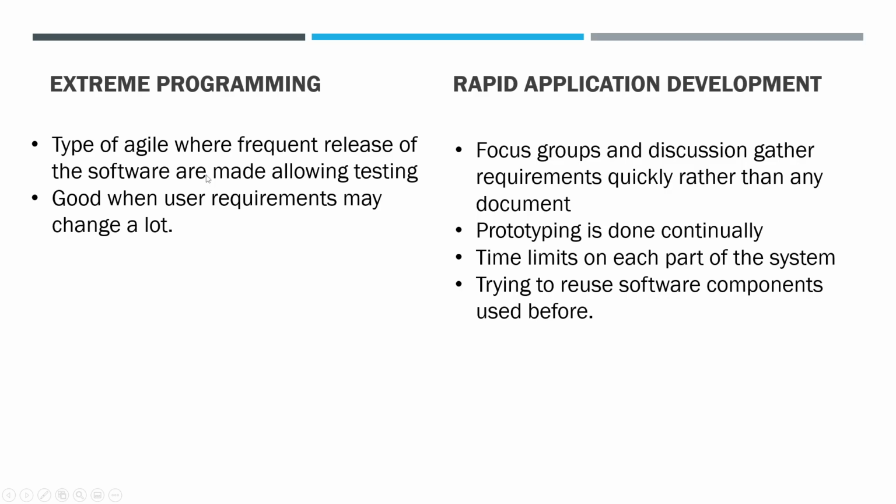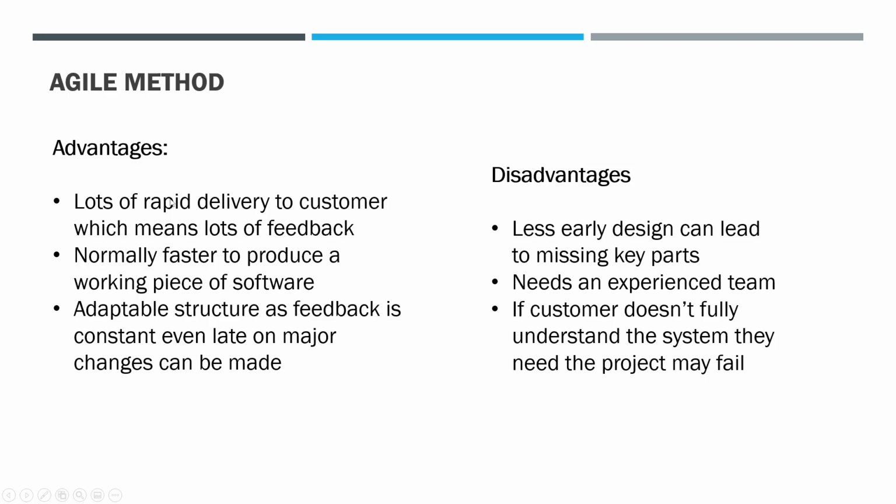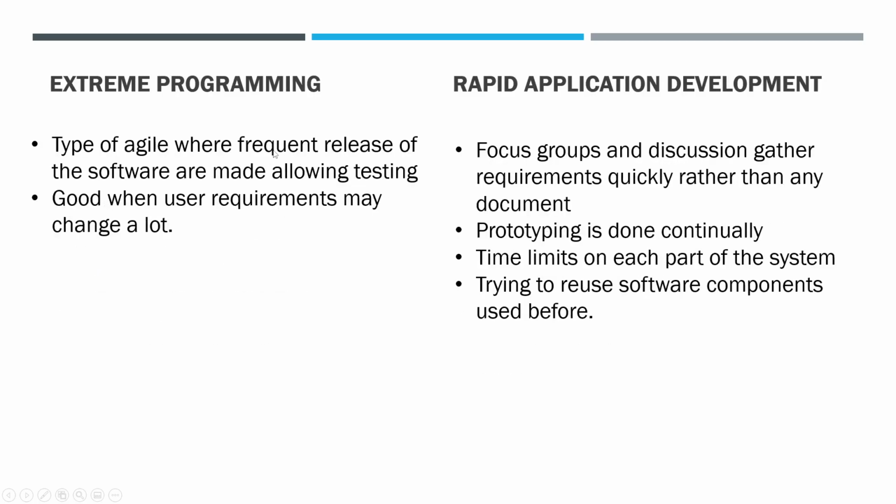So the last two to look at are quite quick ones. Extreme programming is a type of agile, so it's very similar to this one, but they frequently release the software, so it's released out to be tested, and this is quite good when the user requirements may change a lot.